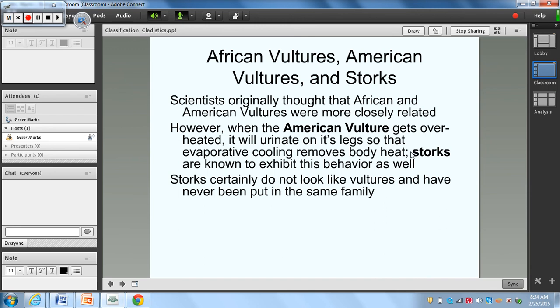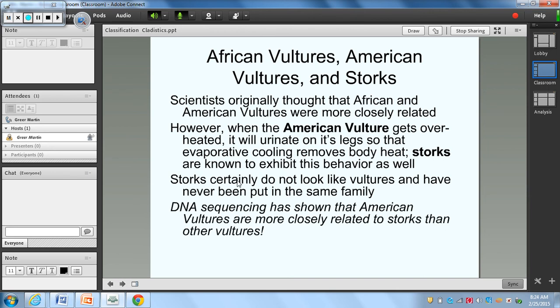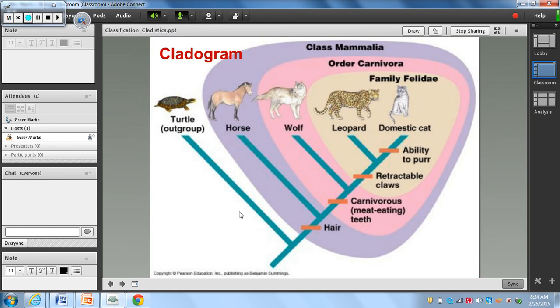that the storks and the American vulture share some behavior instincts, which is that it will urinate on its legs, so the evaporative cooling actually removes body heat, and storks do this as well. So obviously we just saw the picture. Storks do not look like vultures and have never been put in the same family, but because of DNA sequencing, it's shown that American vultures are more closely related to storks than other vultures. So we also have to take DNA into consideration.